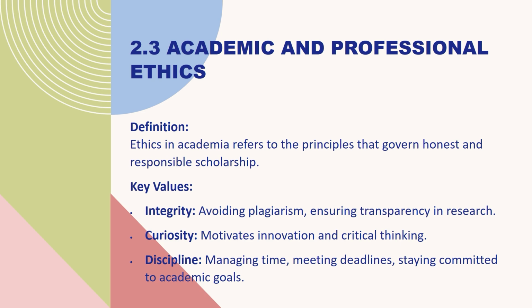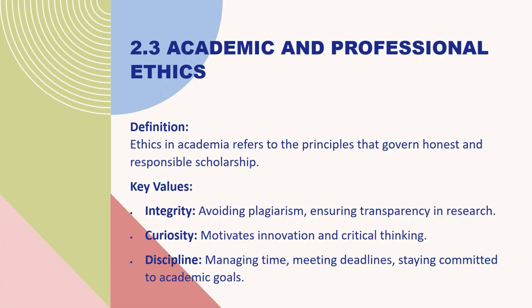Academic and professional ethics. First, we discuss the definition of ethics. Ethics in academia refers to the principles that govern honest and responsible scholarship. Key values of personal ethics is integrity, avoiding plagiarism, ensuring transparency in research for the research scholar. Curiosity motivates innovation and critical thinking. Discipline: managing time, meeting deadlines, and staying committed to academic goals.